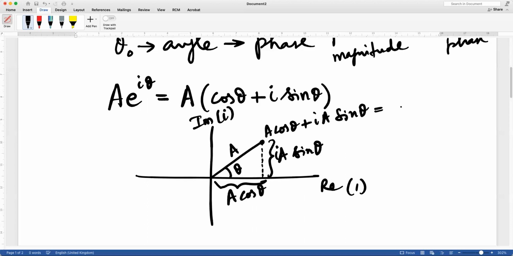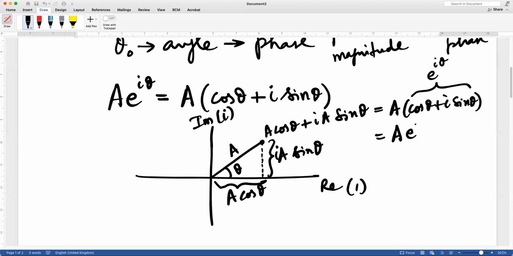Which is written as, A can be factorized, that becomes cos theta plus i sin theta. And we have the Euler identity. This whole thing is nothing but e power i theta. Is that okay? Do you get that?